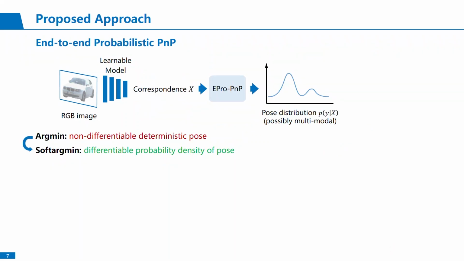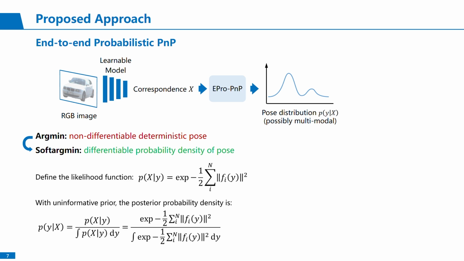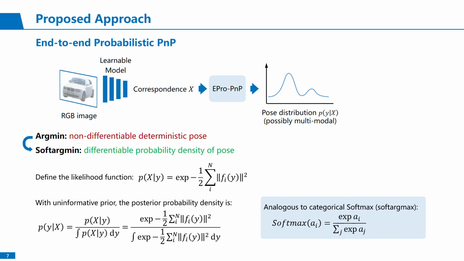So, to achieve stable end-to-end training, we introduce the end-to-end probabilistic perspective-n-point layer. The idea is to interpret the pose as a probability distribution, whose probability density is always differentiable. We first define a likelihood function based on the cumulative reprojection error, and with an uninformative prior, normalizing the likelihood yields the posterior probability density. This formulation can also be regarded as a continuous counterpart of the categorical softmax function, which is widely used in classification problems. So essentially, EPro-PnP replaces the regular argmin function with a differentiable soft argmin.